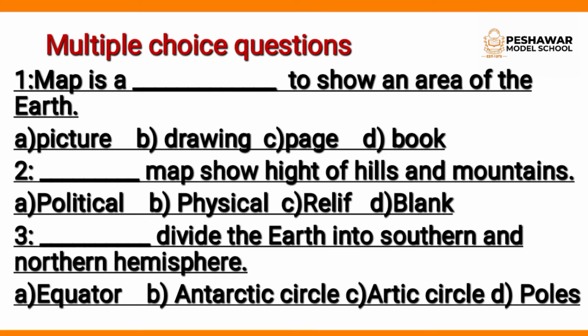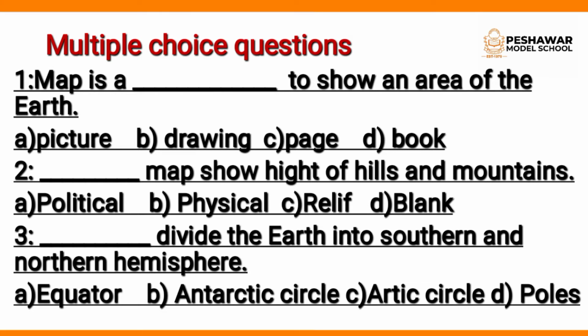Look at the slide. The first one: a map is a blank to show an area of the earth. Options are picture, drawing, page, book. Which one is correct? Drawing. Number 2, blank map shows height of hills and mountains. Options are political, physical, relief and blank. So the answer is relief map, which shows us the height of hills and mountains.